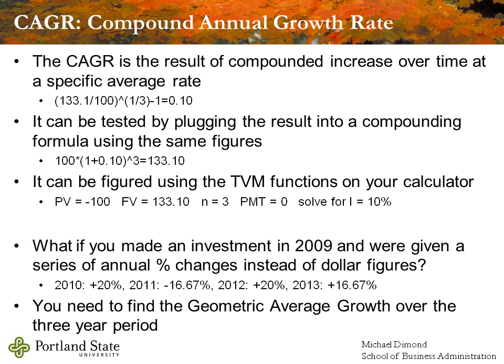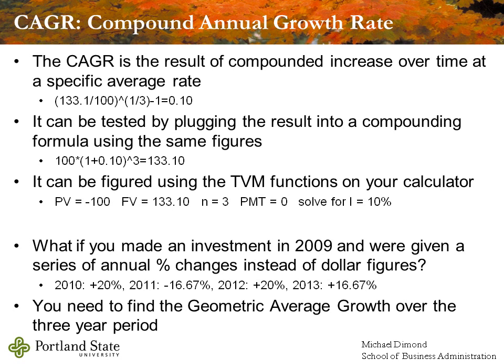The other way you can find this is by using the TVM functions on your calculator. Some people find this easier. If we know we started with $100, that would be our cash outflow. Future value is where we end up, which would be $133.10. 3 periods involved, so n equals 3. There are no intermediate payments, so 0 for the payment, and we solve for I and come up with a 10% result.